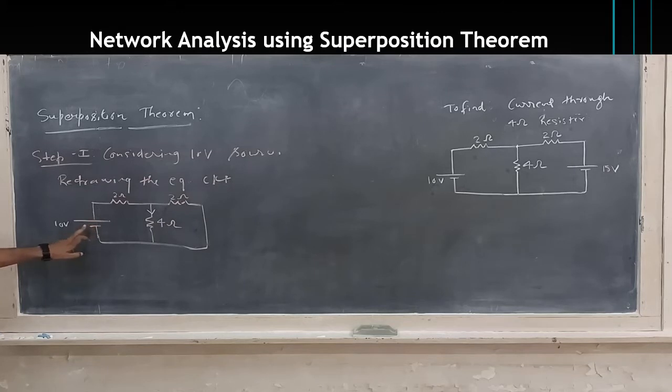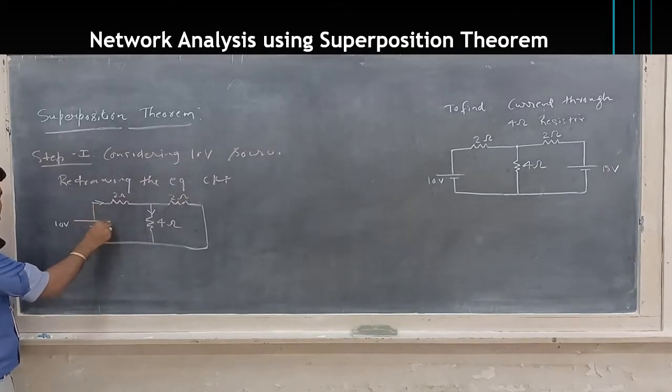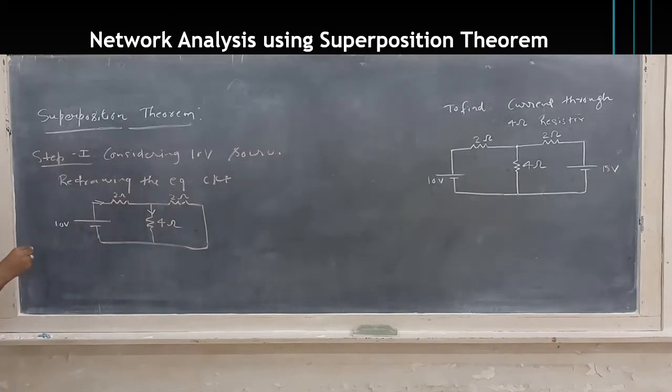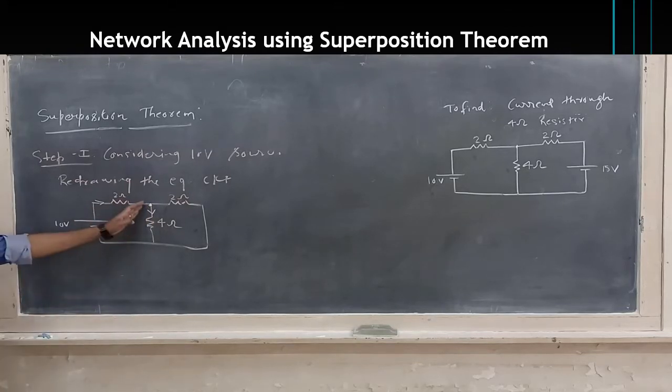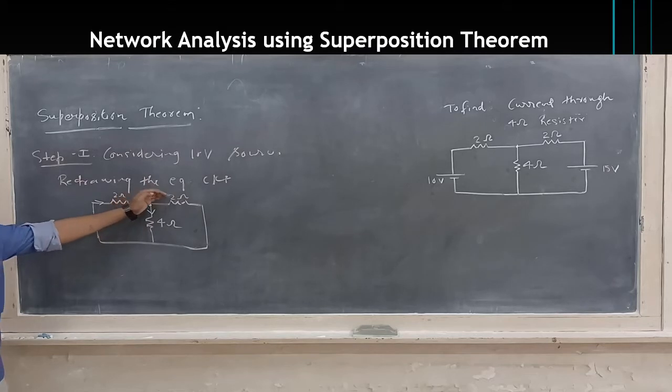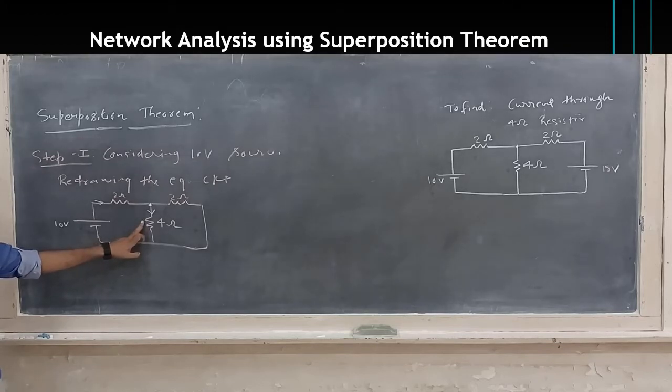Whatever will be the current flowing through the circuit, that will be coming in this direction because this is the positive of the battery. This is a direct connection. Yes or no? Yes. This current will get divided at this node. Some part of that current will be flowing to 4 ohm and some part of the current will be flowing to 2 ohm. So, in order to get the current to 4 ohm resistor, you have to find out the overall current. Yes or no?